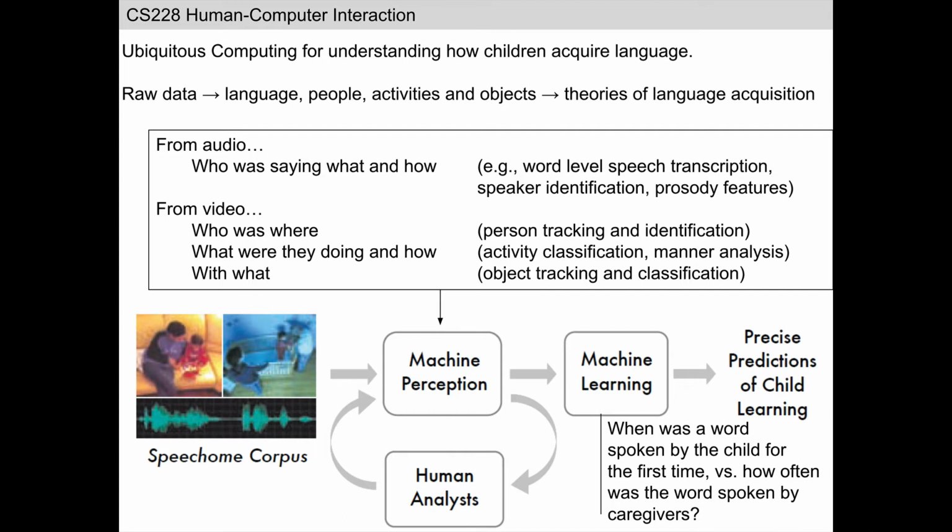What are some other aspects? What are some other things you might look for that are going on in the home that you might measure in this data set and look for correlations with words spoken by the child for the first time? What are some events you think might cause a child to say a word for the first time?